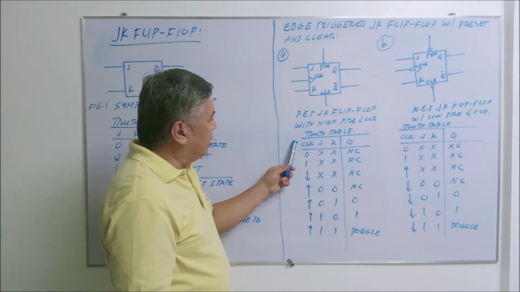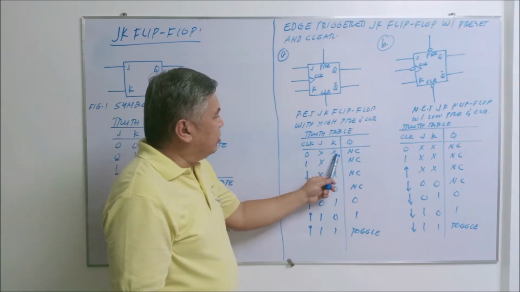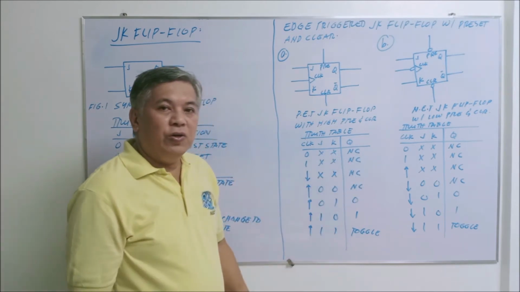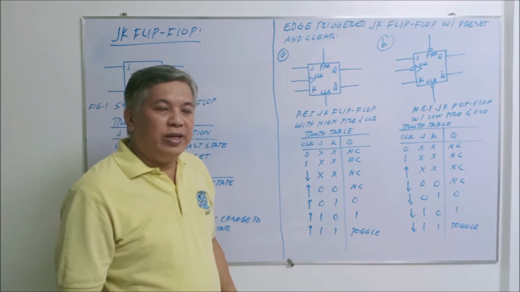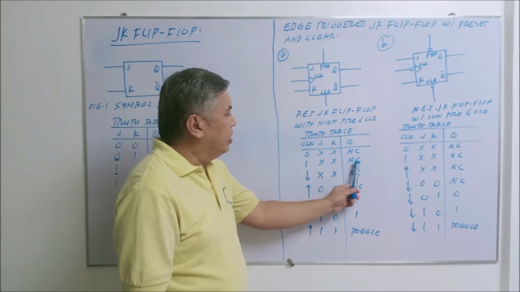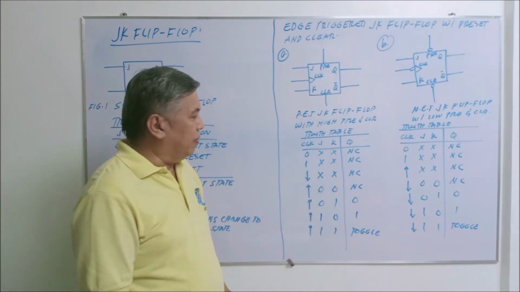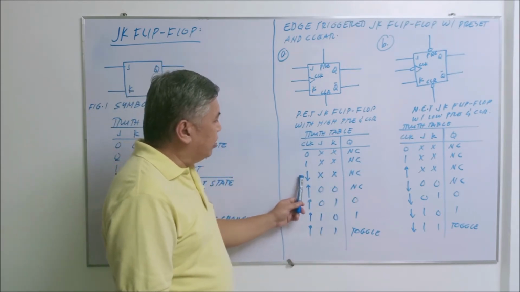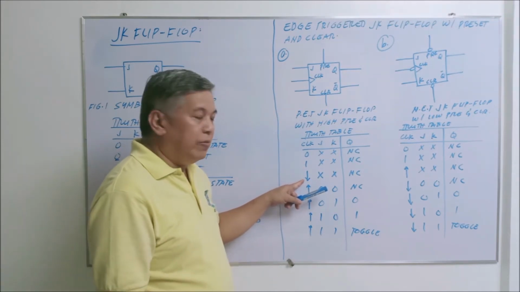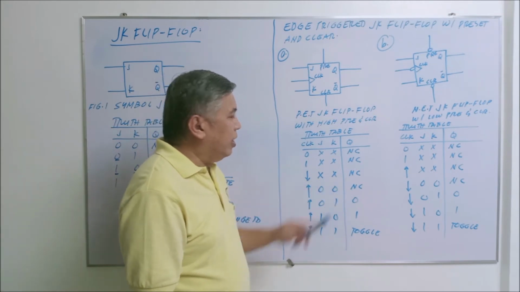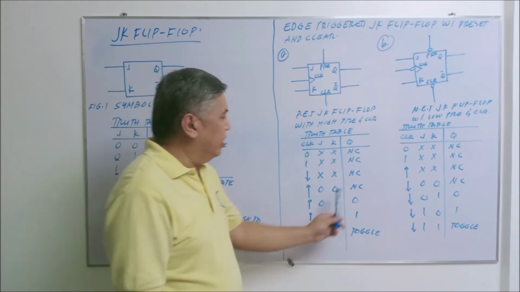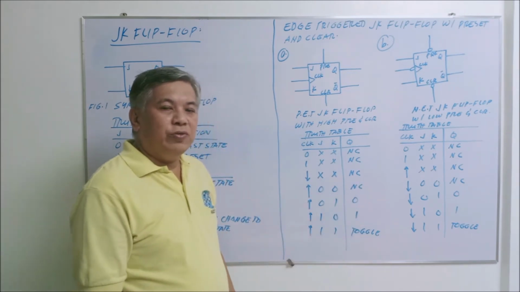For as long as clock is 0, regardless of the value of your J and K, whether it is 1 or 0, the output is no change or last state. If clock is 1, regardless of the value of your J and K, the output is still a no change condition. If clock goes negative edge, the arrow going down, that is negative edge, regardless of the value of your J and K, the output is a no change condition.